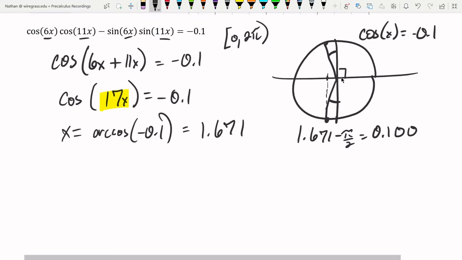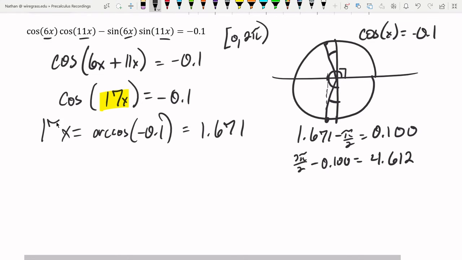This full angle here, all the way around, that's 3 pi over 2. And we're going to subtract this thing from there. So 3 pi over 2 minus 0.100. That's going to give me 4.612. Those are my two angles.